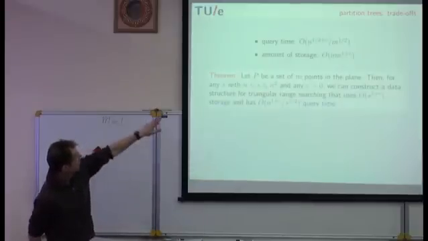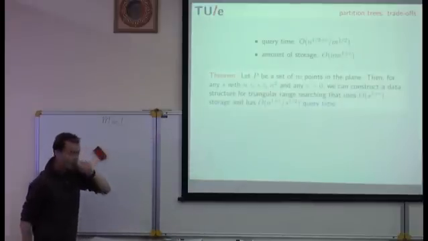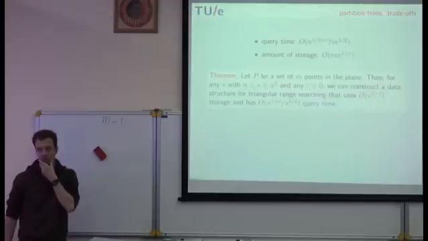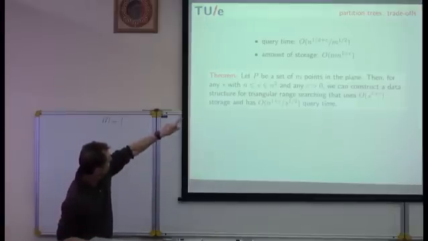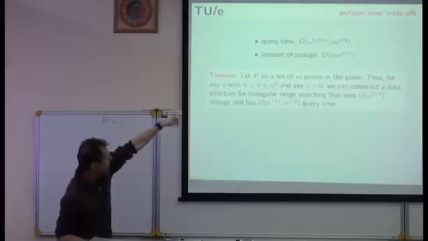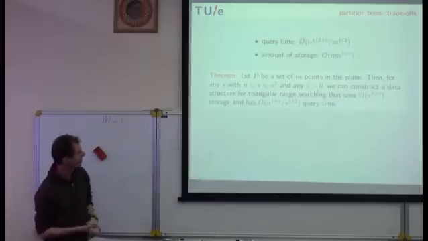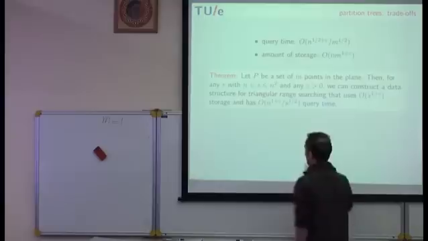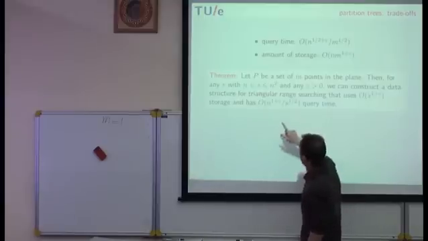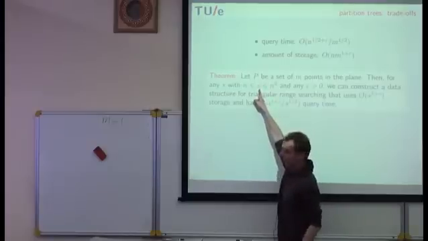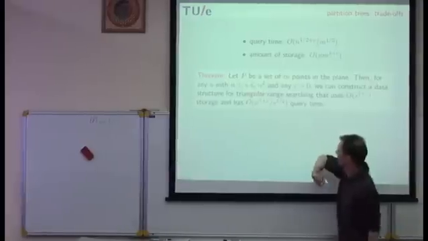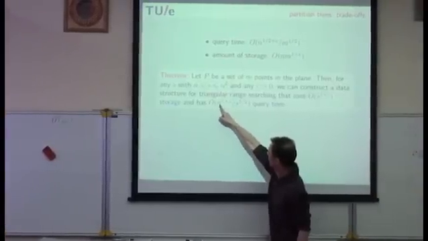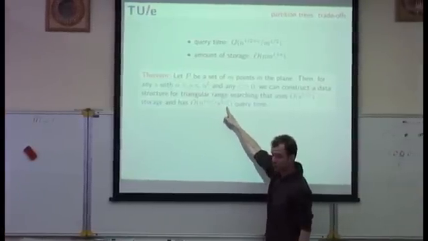So above there you see the way we derived it. It's usually written in a slightly different way. Namely, instead of saying you have the query time and amount of storage you see there, you say, if I want to have storage S, where S is between n and n squared, then the query time will be n to the 1 plus epsilon divided by square root of S.